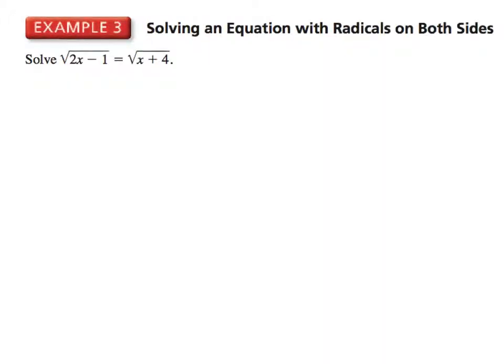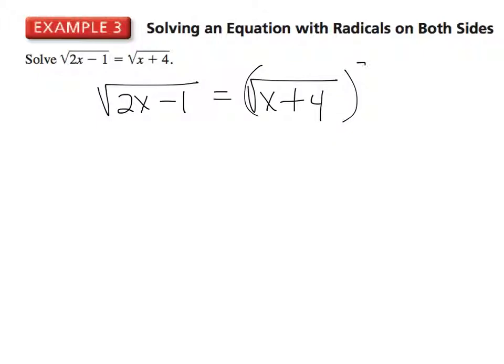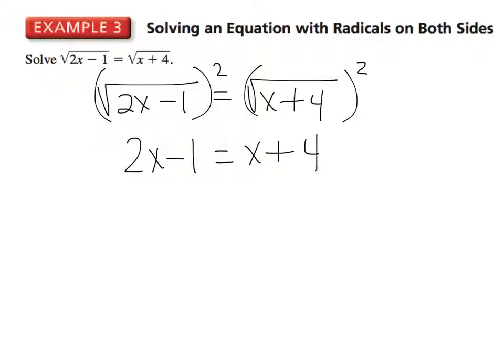So what happens when you have a root on both sides? You get one root on the left, one root on the right, and you just square both sides. So I'm going to square this and square this. That gives me 2x minus 1 equals x plus 4. Piece of cake, I subtract the x, I add the 1, you get x equals 5. And I bet you can't guess what we have to do. We have to check it, and it will work.